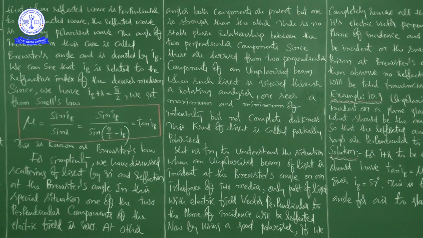So with a small modification, he is explaining what will happen. Up to here it's okay. Only the part of light with its electric field vector perpendicular to the plane of incidence will be reflected.